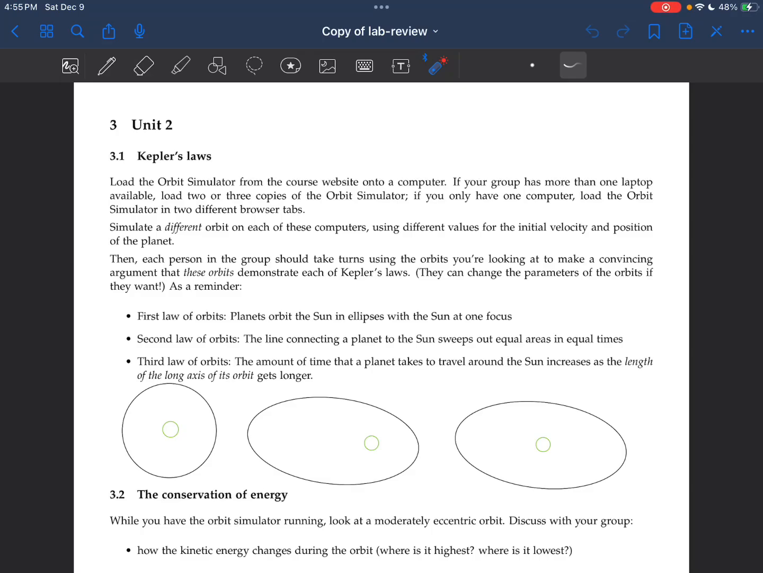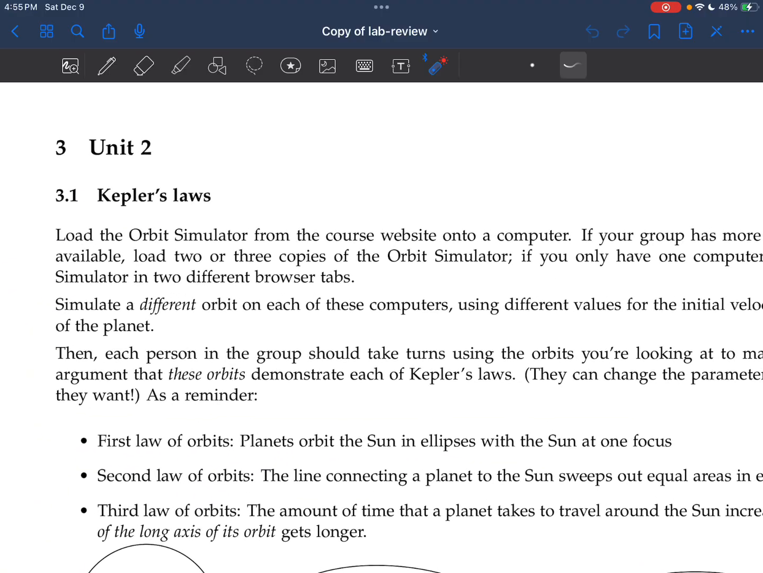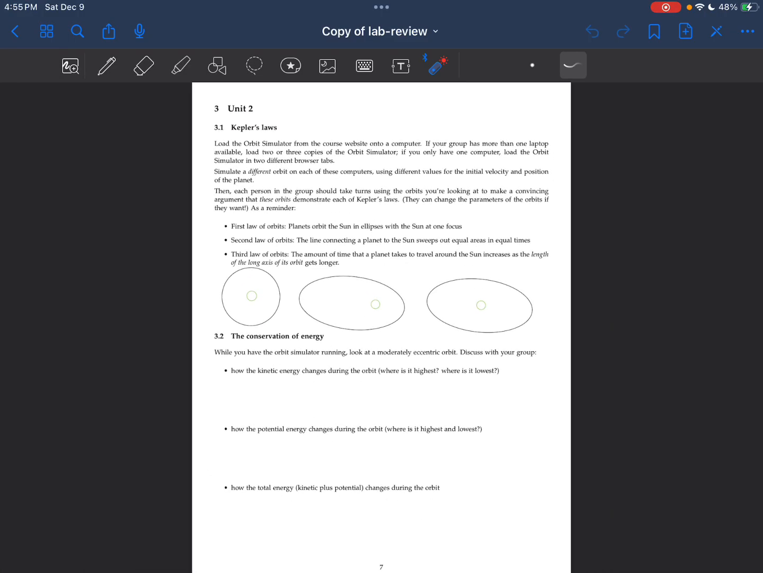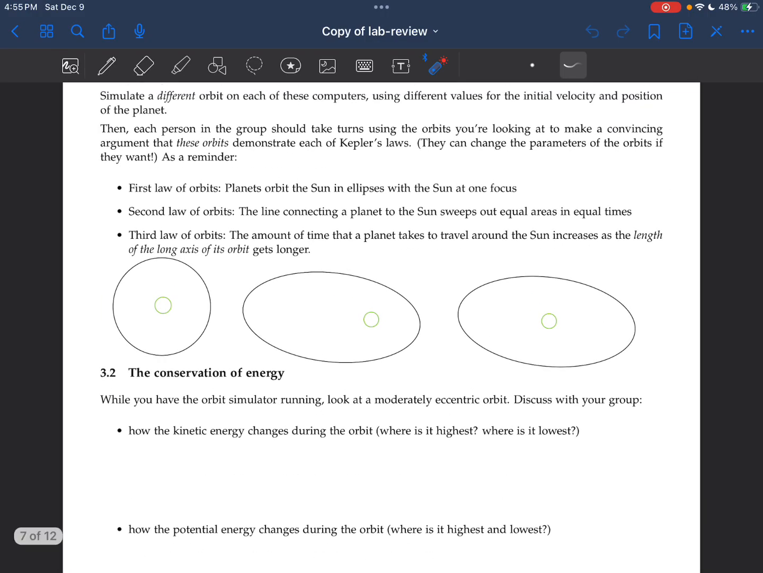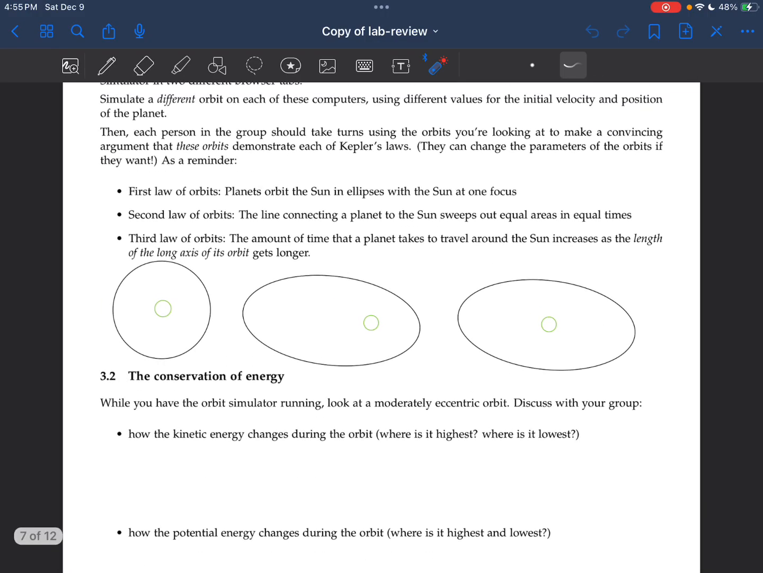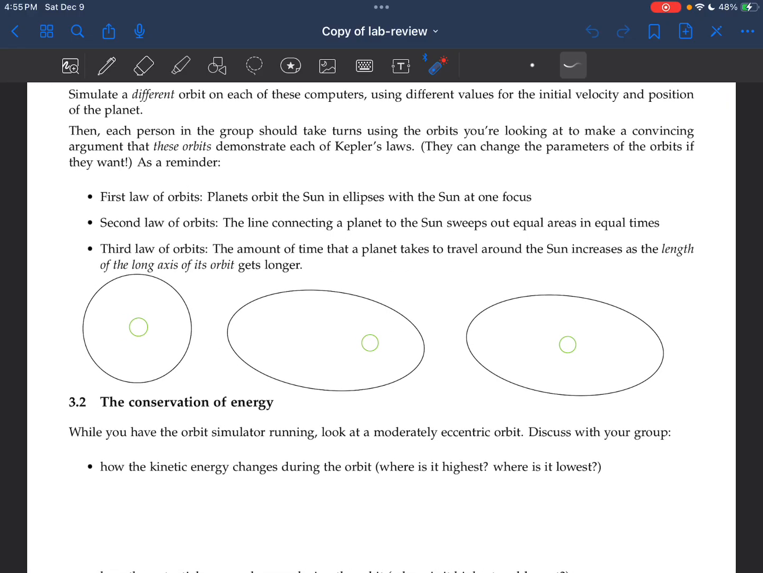Alrighty, y'all. Today we're taking a look at the rest of our Lab 13 final exam review. And this one we're doing Unit 2 with Kepler's laws, and also we're going on to all the light stuff we've been talking about, spectroscopy and whatnot. Alright, so the first thing we're looking at is Kepler's laws.